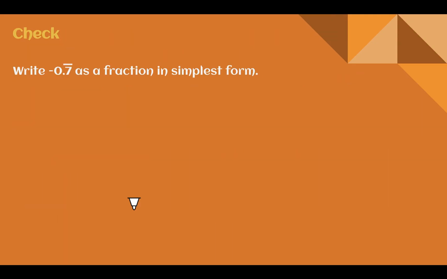Check your understanding. Write negative 0.7 repeating as a fraction in simplest form. Again, just because it's negative, make your answer at the end negative, but do everything else as if it was positive. Pause the video now and complete the check.